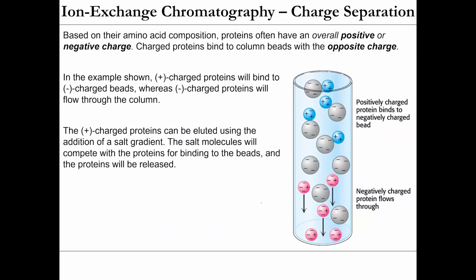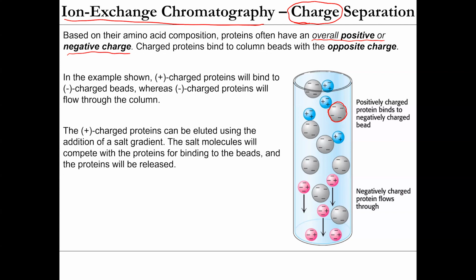So another way that you can separate proteins from each other is using ion exchange chromatography, and this is a method to separate proteins based on their charges. All different proteins have different amino acid compositions, and so proteins are often going to have an overall positive or negative charge, and you can actually just type in the sequence of your protein, and there's a pretty good chance that there's computer programs that can estimate the overall charge of your protein. So what you would do then is take a column that contains beads with the opposite charge to what your protein's overall charge is going to be.